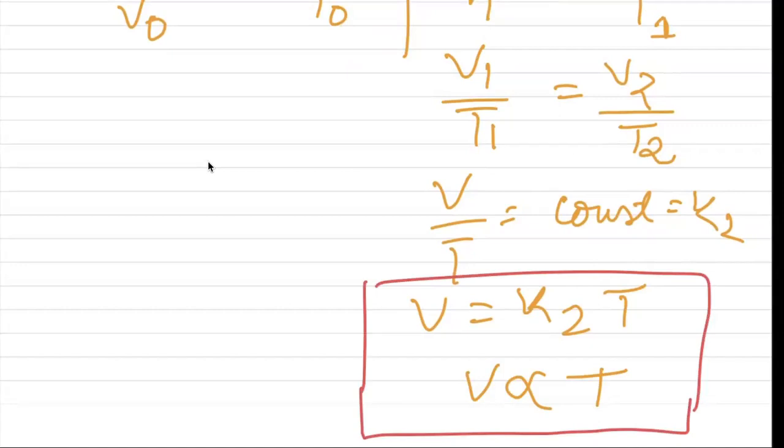Yes, ma'am. Okay, so we can say that when pressure remains constant for a fixed mass of a gas, the volume of a fixed mass of a gas is directly proportional to its absolute temperature.